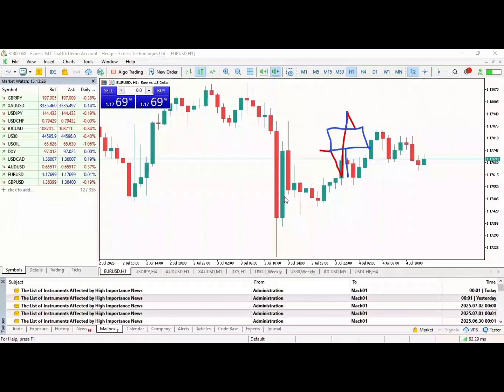If it's green, and if you're colorblind, if you're seeing blue, it means it opened from down and closed up. So green candlesticks literally show price movements upwards. Okay, let's not go into depth there. So back to explaining our trading platform.